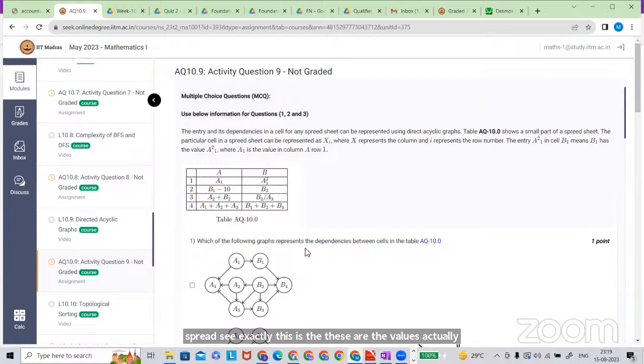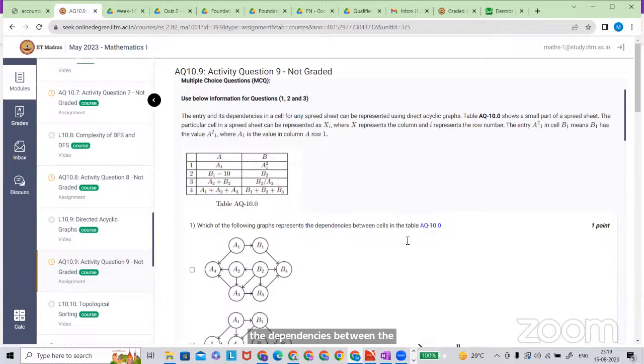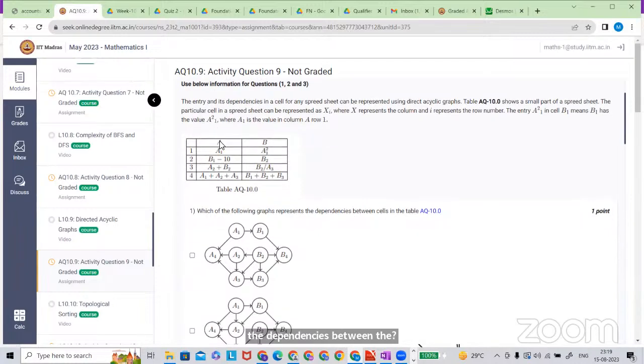Which of the following graphs represents the dependencies between the cells in the columns? So this is column A, this is column B, and this is row 1. Here A1 is written, and this is A1 squared. So in cell A1 the value is 1, and in cell B1 this is the square. So what is the dependency here? There is a dependency happening, no? In cell B1, there is a dependency on A1.